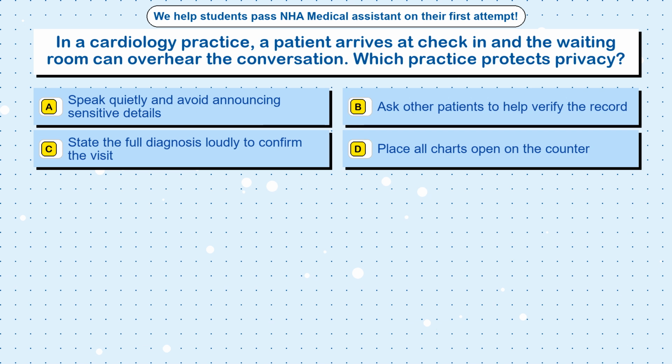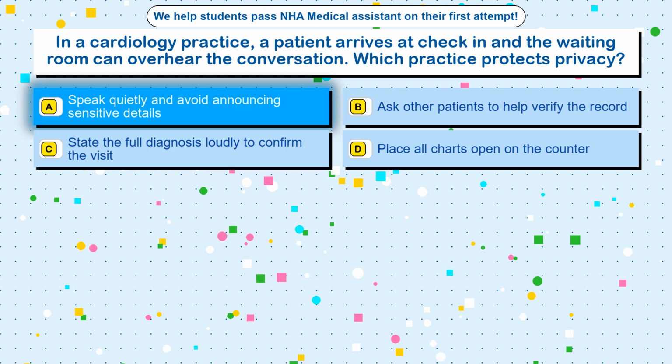Question 38. In a cardiology practice, a patient arrives at check-in and the waiting room can overhear the conversation. Which practice protects privacy? Option A. Speak quietly and avoid announcing sensitive details. Option B. Ask other patients to help verify the record. Option C. State the full diagnosis loudly to confirm the visit. Option D. Place all charts open on the counter. The correct answer is option A. Speak quietly and avoid announcing sensitive details.